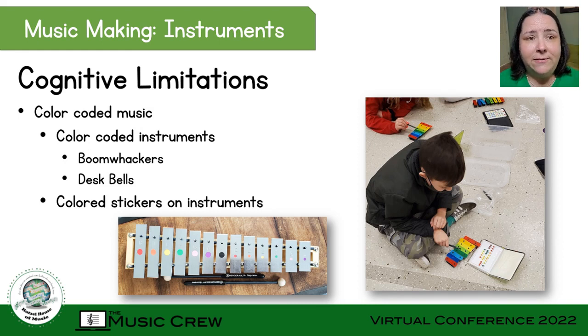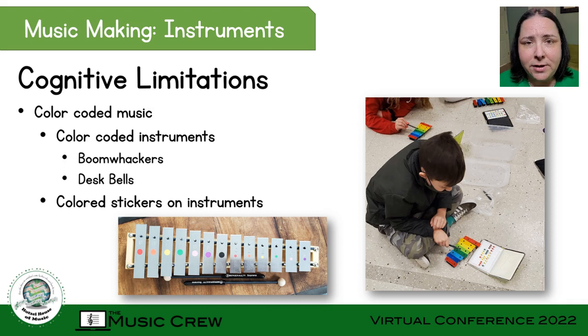If your students have cognitive limitations, there are lots of things that you can do to help make music a little bit easier for them. One example is color coding your music and your instruments. So there are some instruments that come already color coded, such as Boomwhackers or desk bells. You can also add colored stickers to your instruments to help students find the right pitches.